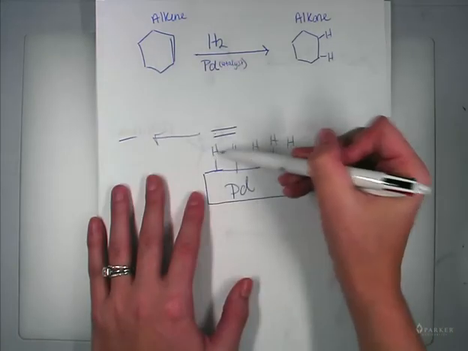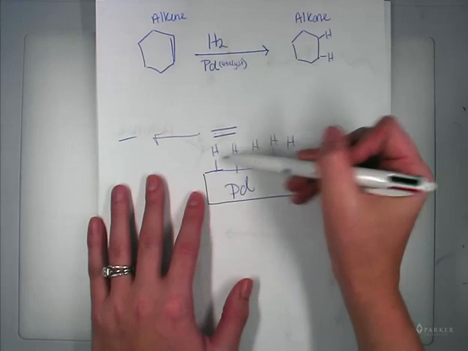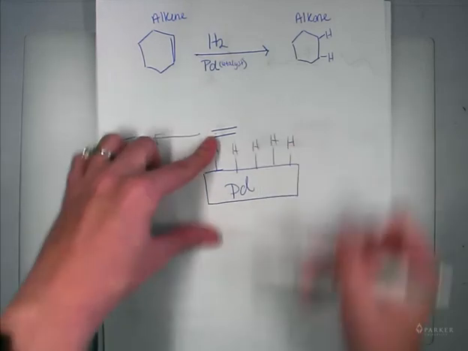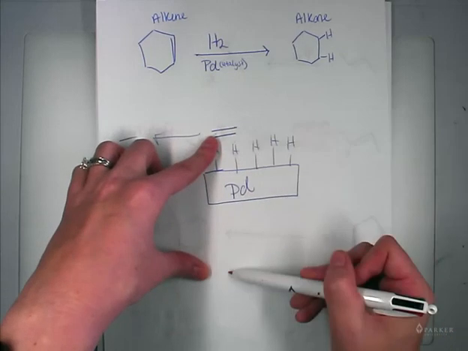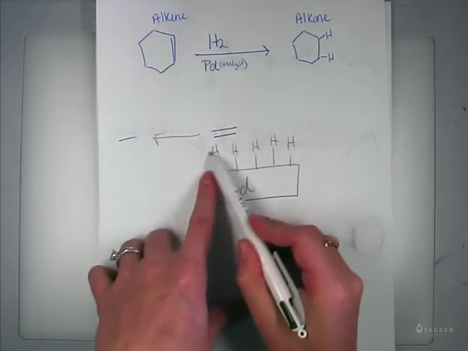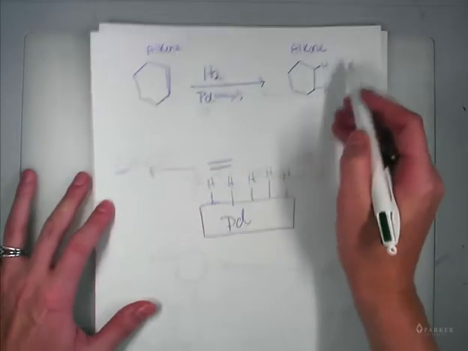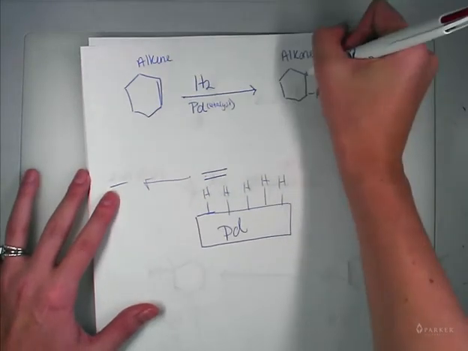Now, do you see that it's adding hydrogens on the same side? They're both pointing right there. Because if one was pointing up and the other was pointing down, is that double bond there to pick it up? No. So they're both going to be pointing in the same direction. So how do you think these add? Syn.